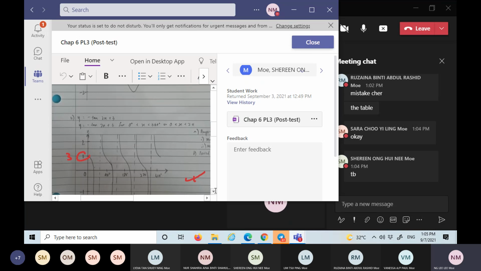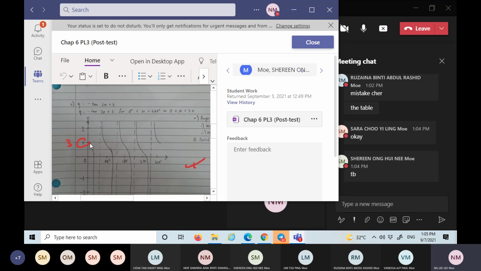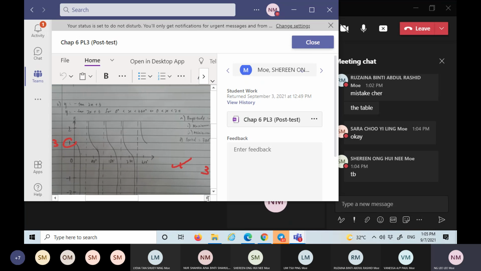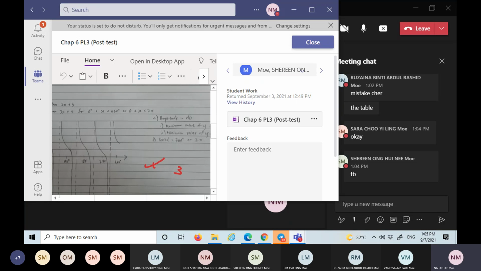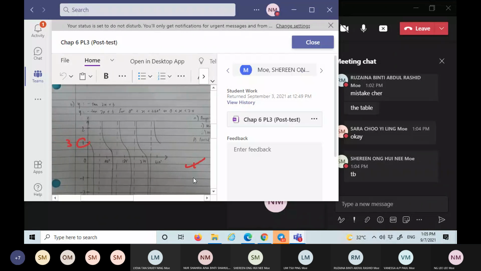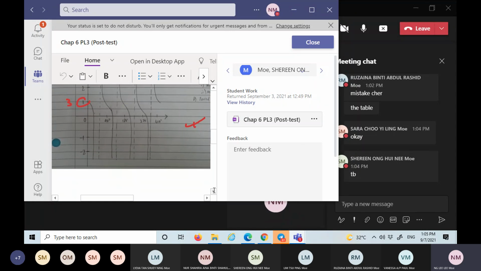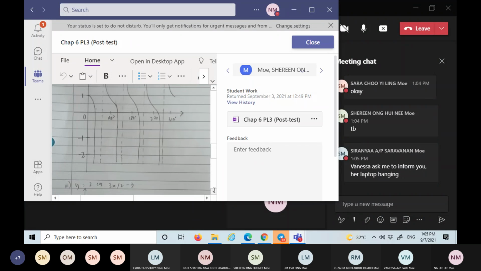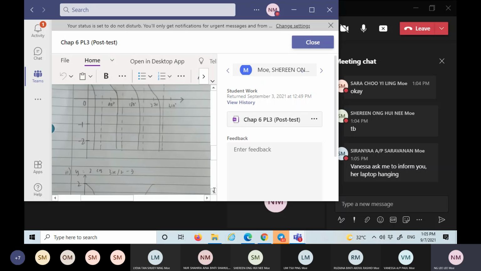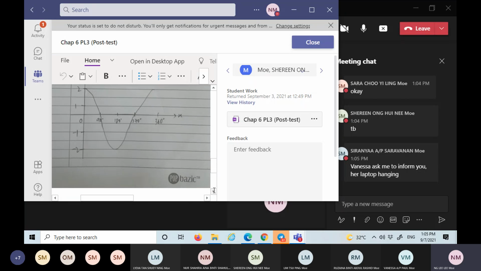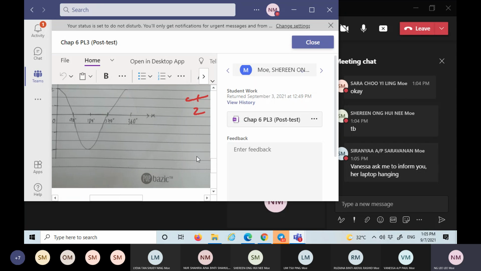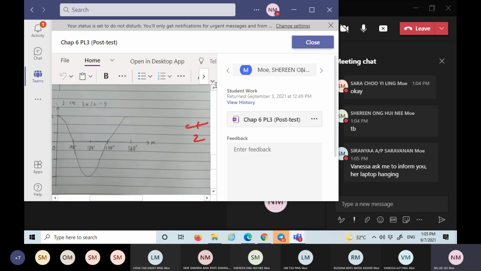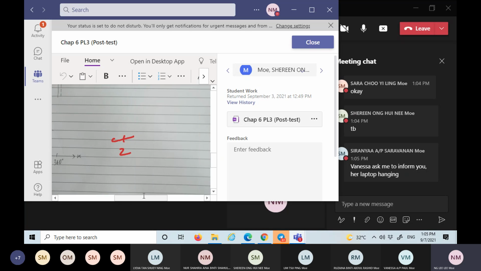Okay, you see? Ayo, this one sayang lo. This one should be 3. Then full marks already. You have plus 3 so all shift to 3. Okay, number 3. This one 2 marks. This one no method at all. You just sketch. You didn't write anything.